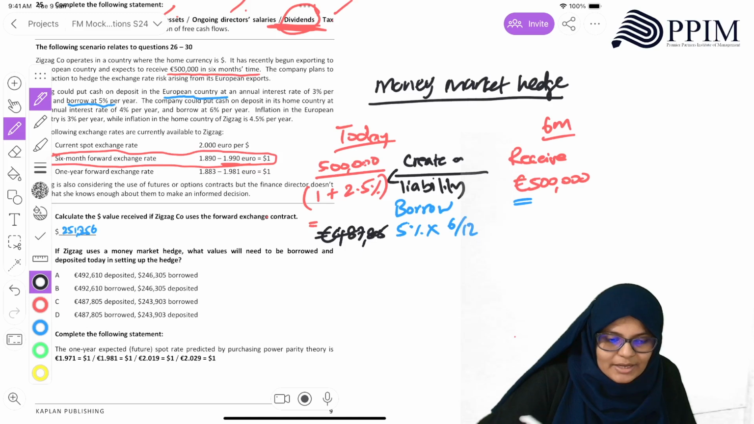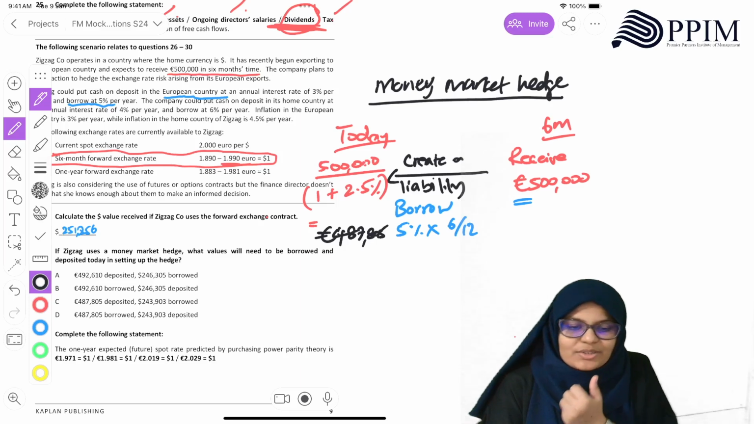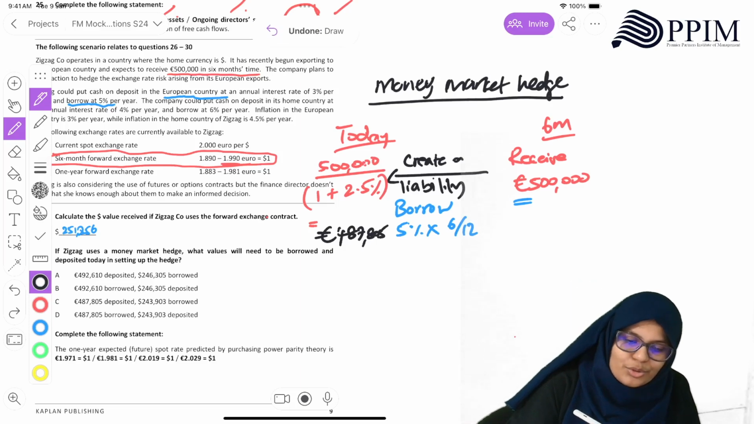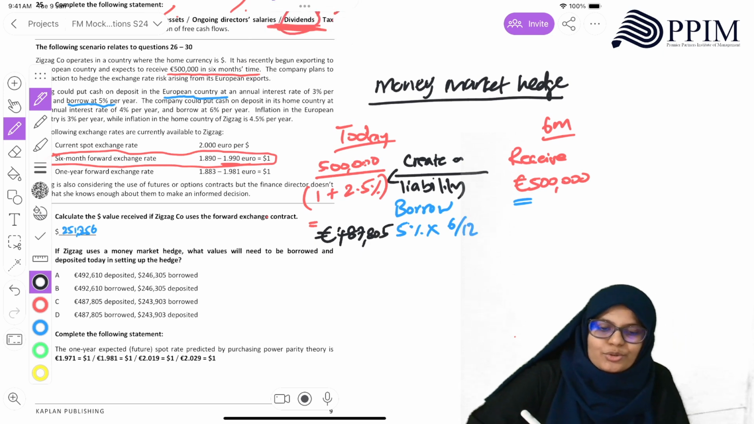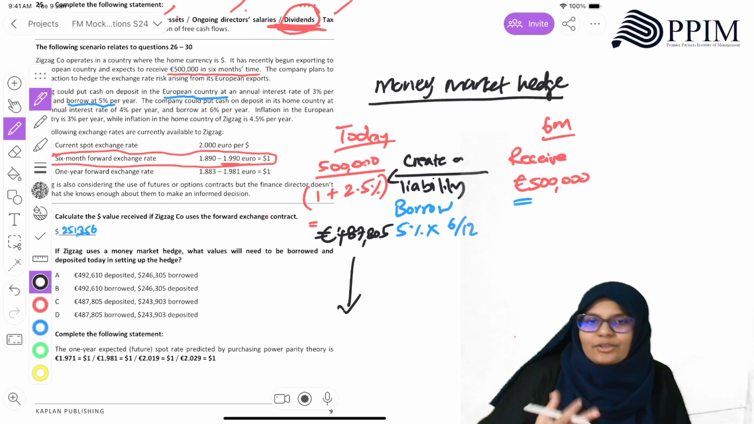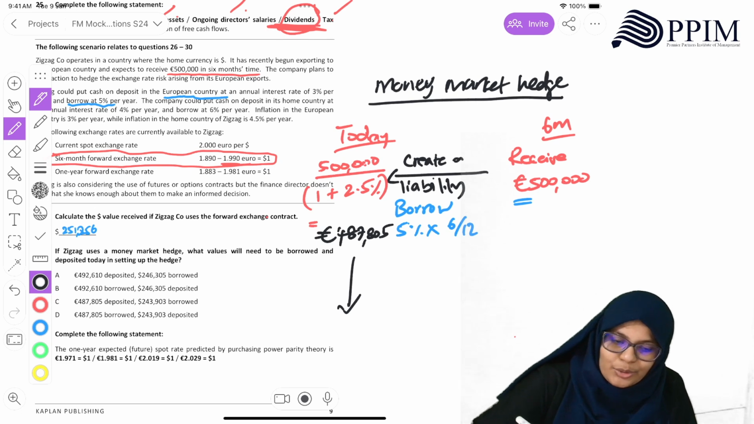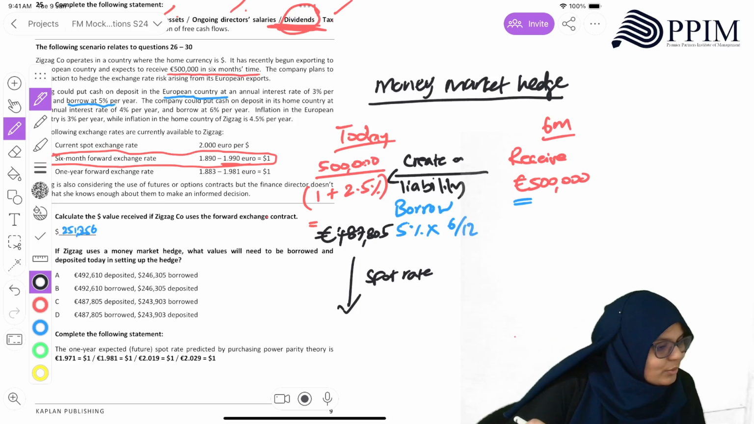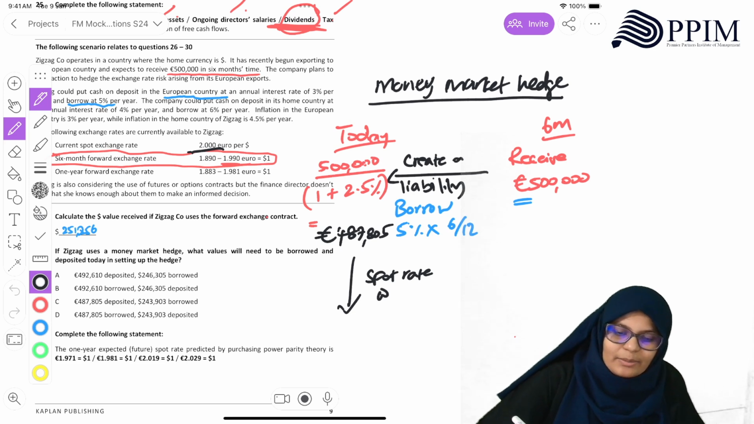Okay, so today that's how much I have borrowed. Now I am based in the US. I can't do anything with the euros. Even if I get this 487,805, it's of no use to me. So I will convert it to my currency. What is my currency? Dollars, right? So I will convert it today at the spot rate. They told me the spot rate is 2 euros per dollar, right? So that will be at 2.